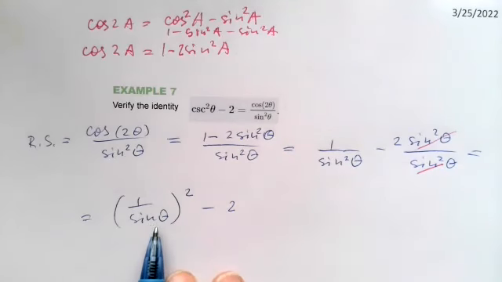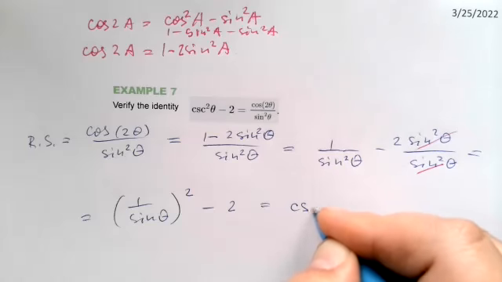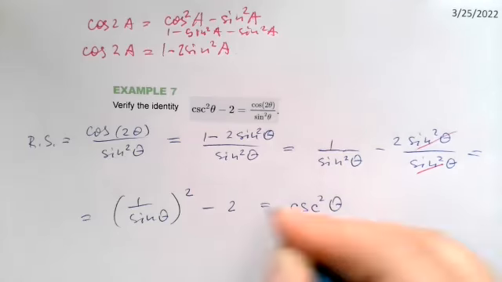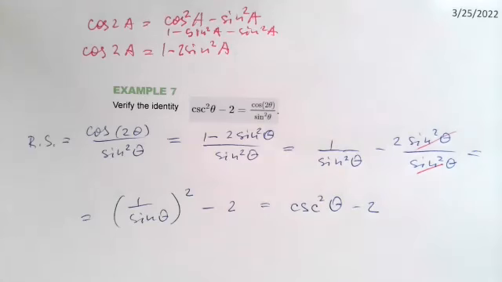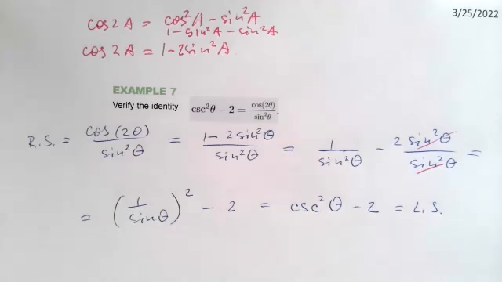Now, what is 1 over sine squared theta? That's cosecant, right? Cosecant theta. So we have cosecant squared theta minus 2. And that equals our left side. So our identity is proven.